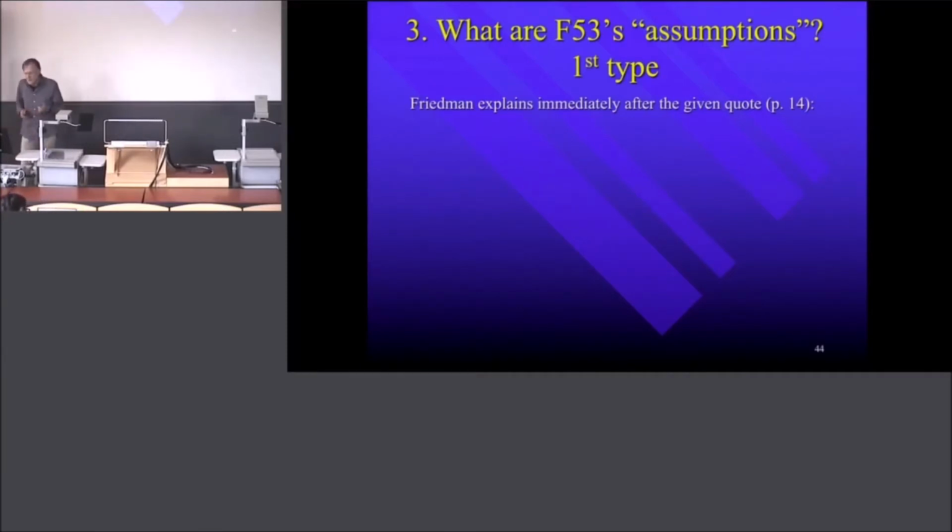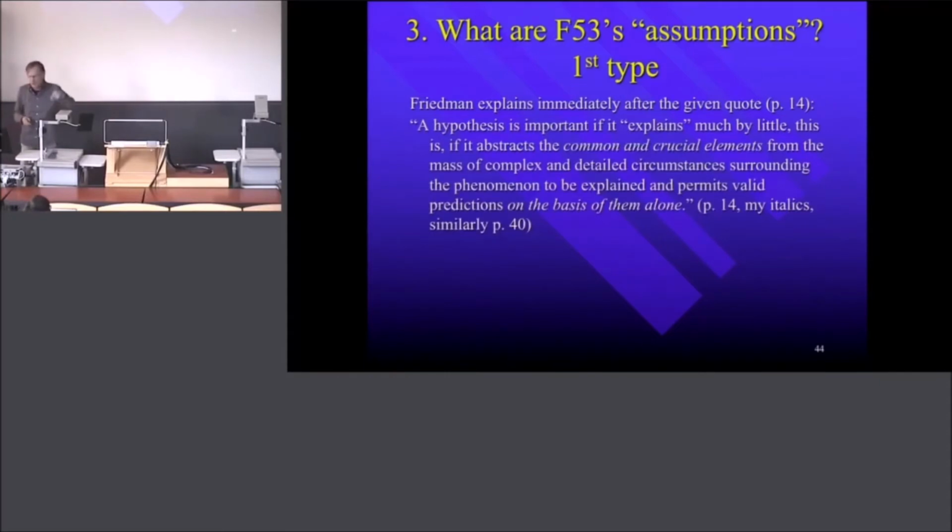Friedman explains immediately after the given quote, the one with the realisticness, a hypothesis is important if it explains much by little. This is if it abstracts the common and crucial elements from the mass and complex and detailed circumstances surrounding the phenomenon to be explained and permits a valid prediction on the basis of them alone. So this is the passage I partly discussed already. So what he says is that the common and crucial elements are abstracted, right?